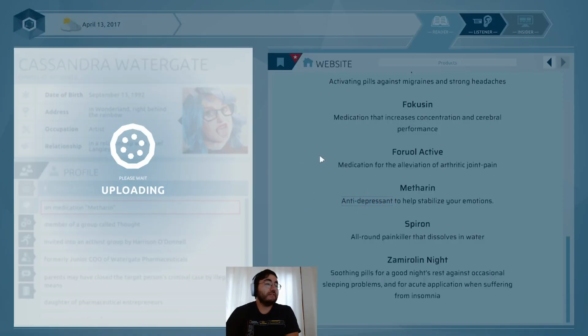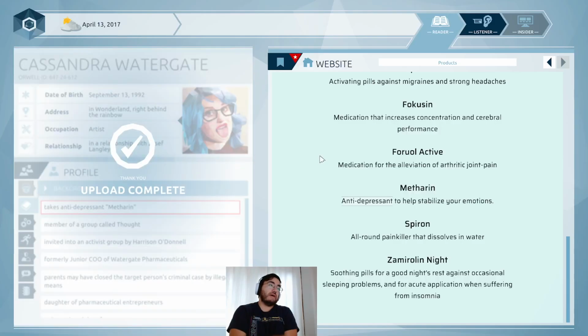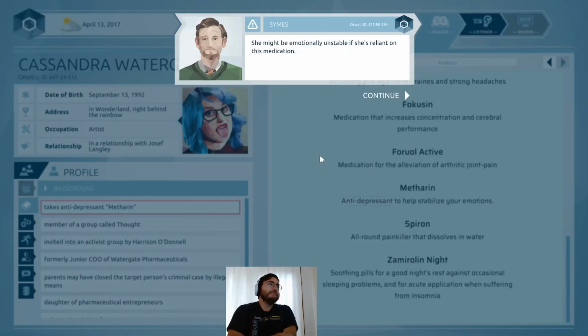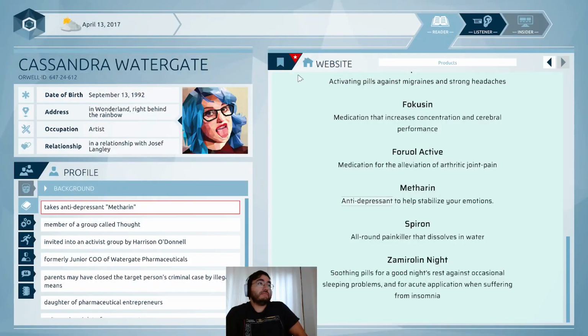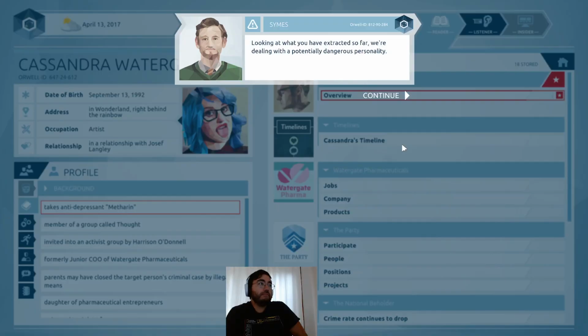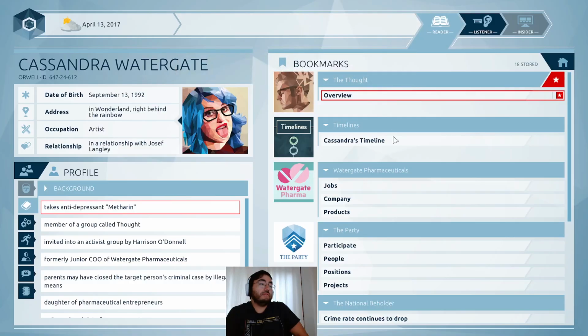It's an antidepressant. We already read this, but now we need to add it to the profile. She might be emotionally unstable if she's reliant on this medication. Looking at what you've extracted so far, we're dealing with a potentially dangerous personality. I will indicate that to law enforcement.